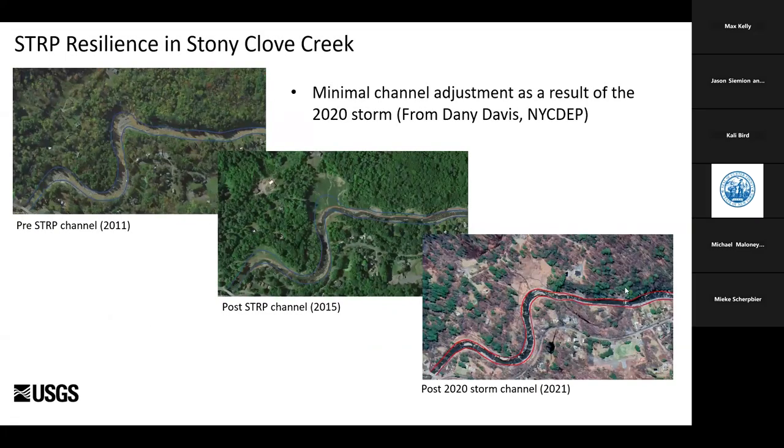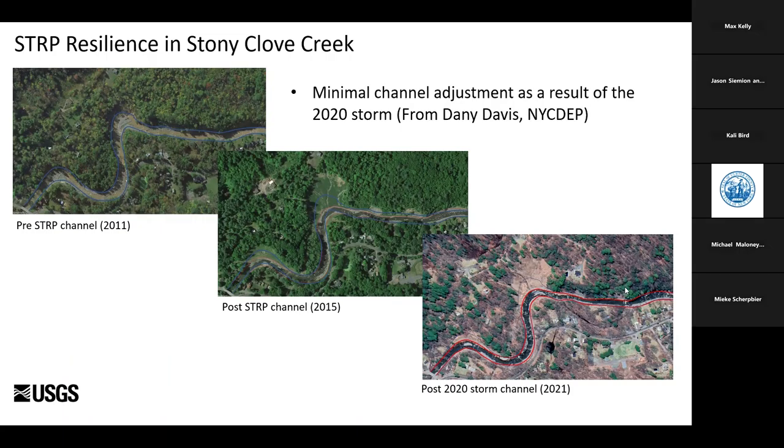Another way to look at the resilience in Stony Clove is to look at some Google Earth images. Danny provided these to us with the stream channels outlined. It may be a little bit hard to see on some of your screens, and I apologize for that. Starting in the upper left, we had the channel before the projects were done. And if you look in the middle of that, you can kind of see that bowl-shaped feature near the sharp bend. That's where that large sediment source was that I showed earlier.